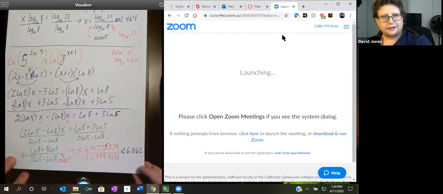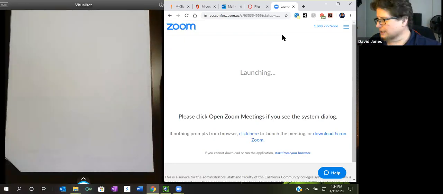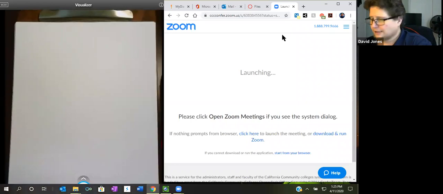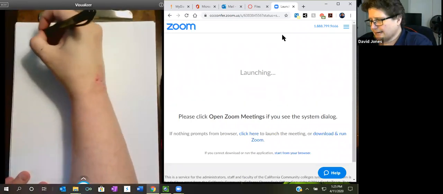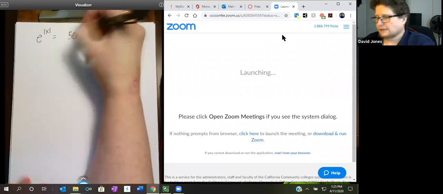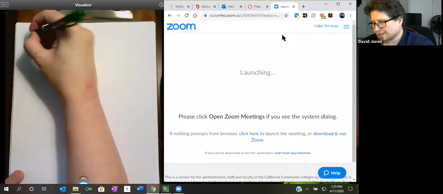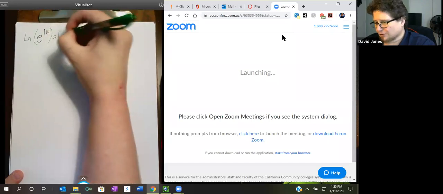Okay, ready for another? I want you guys to pause this one and try this on your own. We're going to do e to the absolute value of x equals 50. Okay, I'll assume you did it. I can see that e and 50 don't have anything in common. So I can choose base 10 or base e. If I choose base e, I can use something nice. So we're going to use base e, which gives us the natural log.